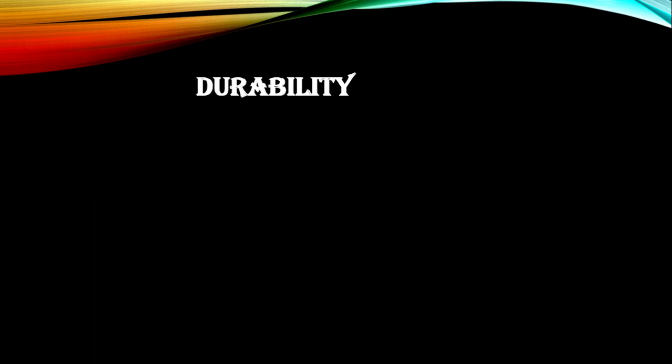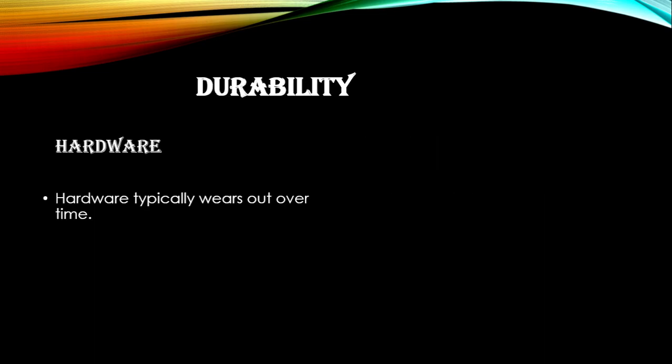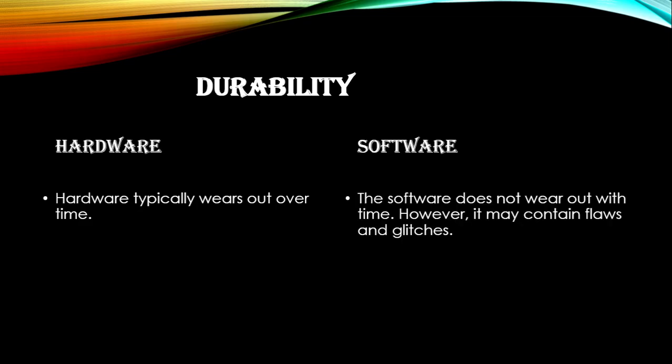The next factor is durability. Hardware typically wears out over time. So hardware components actually wear out over time due to some factors. On the other hand, the software does not wear out with time. However, it may contain flaws and glitches. So software doesn't wear out, but it has flaws and glitches. Moreover, we have to update the software, right?